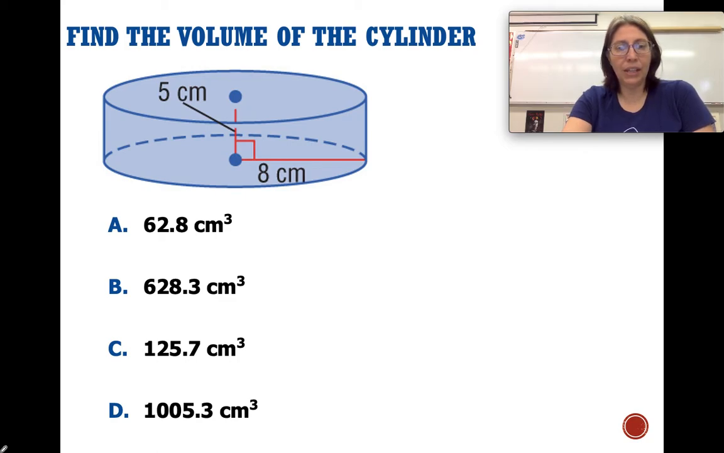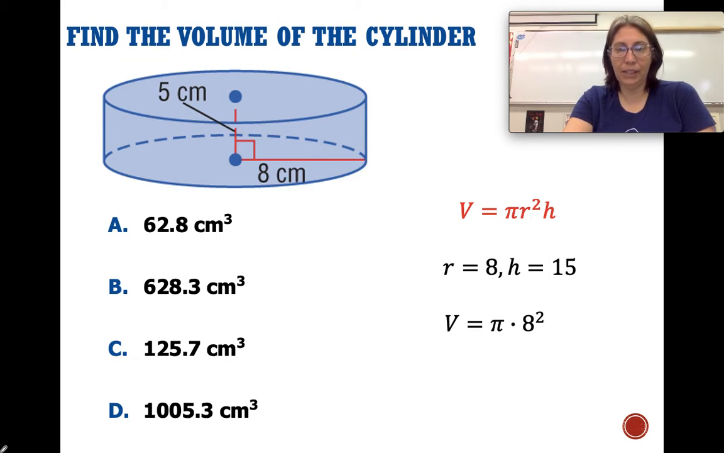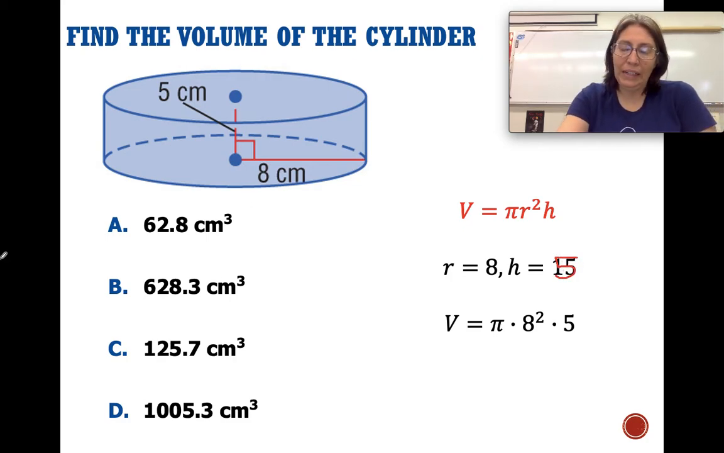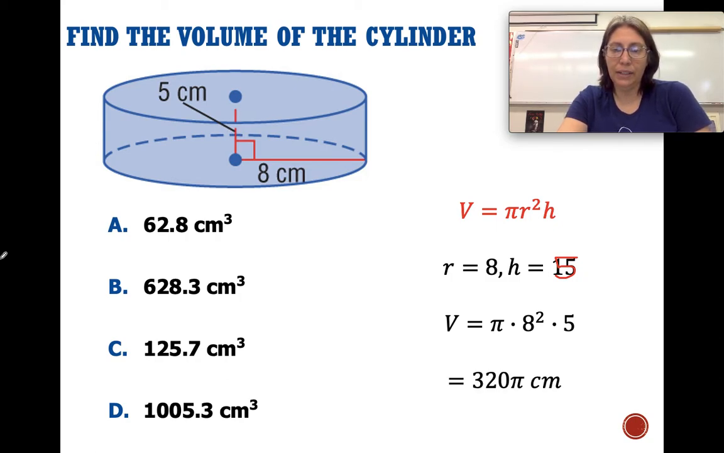Here's another cylinder. Let's try that. Pause it, try it yourself before you come back. Pi r squared h. So r is 8. The height is, I put 15. I'm not really sure why I did that. It should just be 5. Let's put 5 instead of 15. So pi times 8 squared times 5. 64 times 5 is 320 pi centimeters cubed. I love that answer, but it's multiple choice. So go ahead and put it in your calculator: 1005.3 centimeters cubed. That's it.